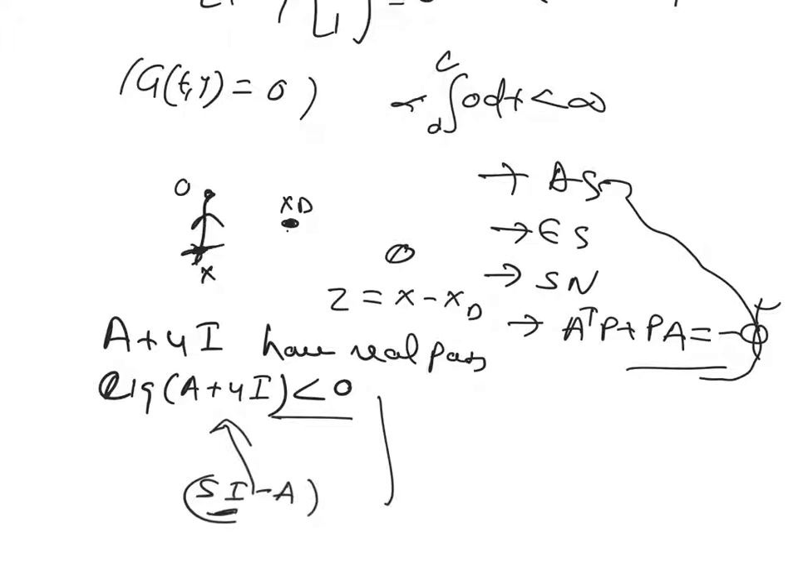Anyways, give it a try. See, A plus mu I and sI minus A is kind of simple. Only the sign is different. So that's how you compute your eigenvalues.